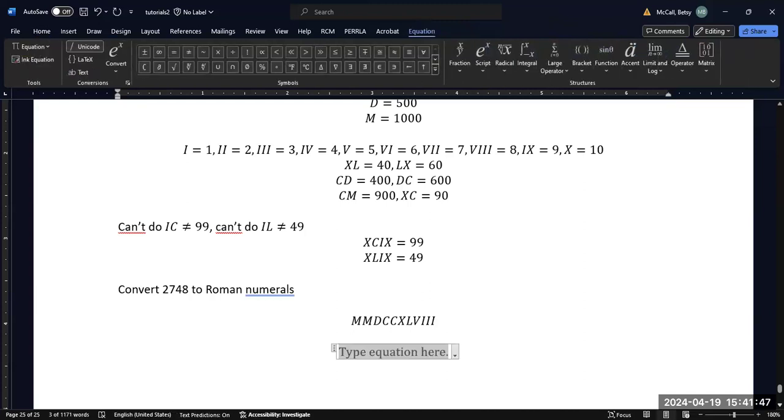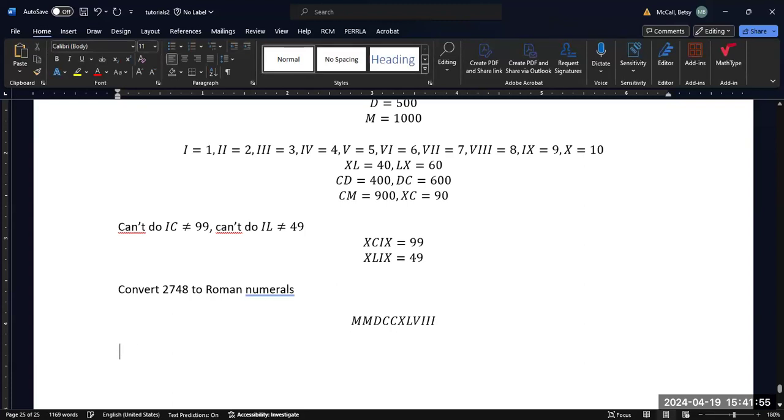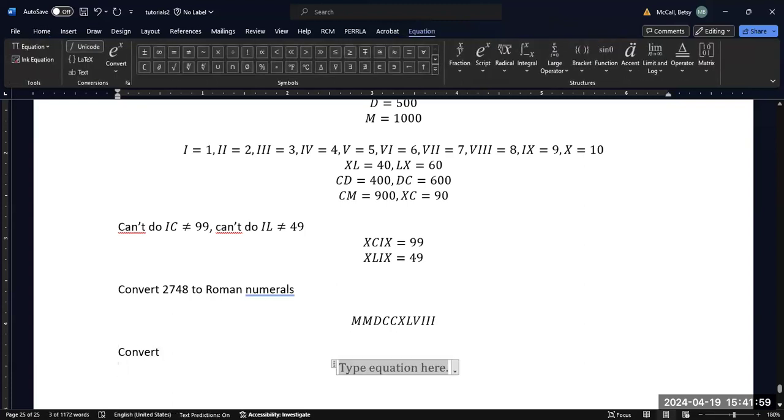40 would be XL because that's how we do 40, 10 less than 50, and then 8 would be VIII. If we wanted to do the year that I was born, which was 1972, we would have 1,000 and then 900.